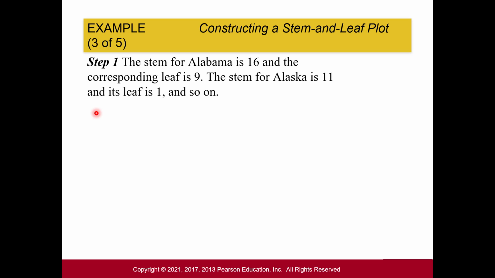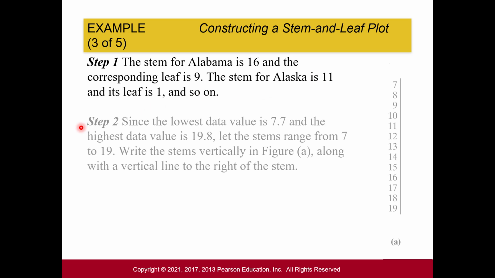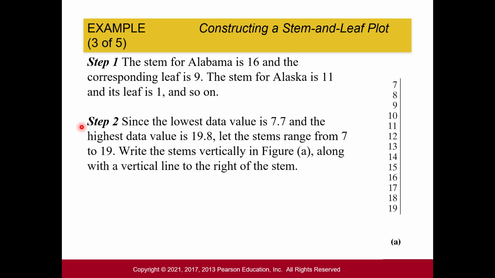For example, for Alabama, 16 is the stem, and it was 16.9, so 9 is the leaf. Same idea for Alaska, 11 is the stem, 1 is the leaf, and so on. And we do this for all of our values. If we go through all the data, we see that 7.7 was the lowest and 19.8 was the highest. So our stem ranges are from 7 to 19, and then we're going to fill in our leaves after that.